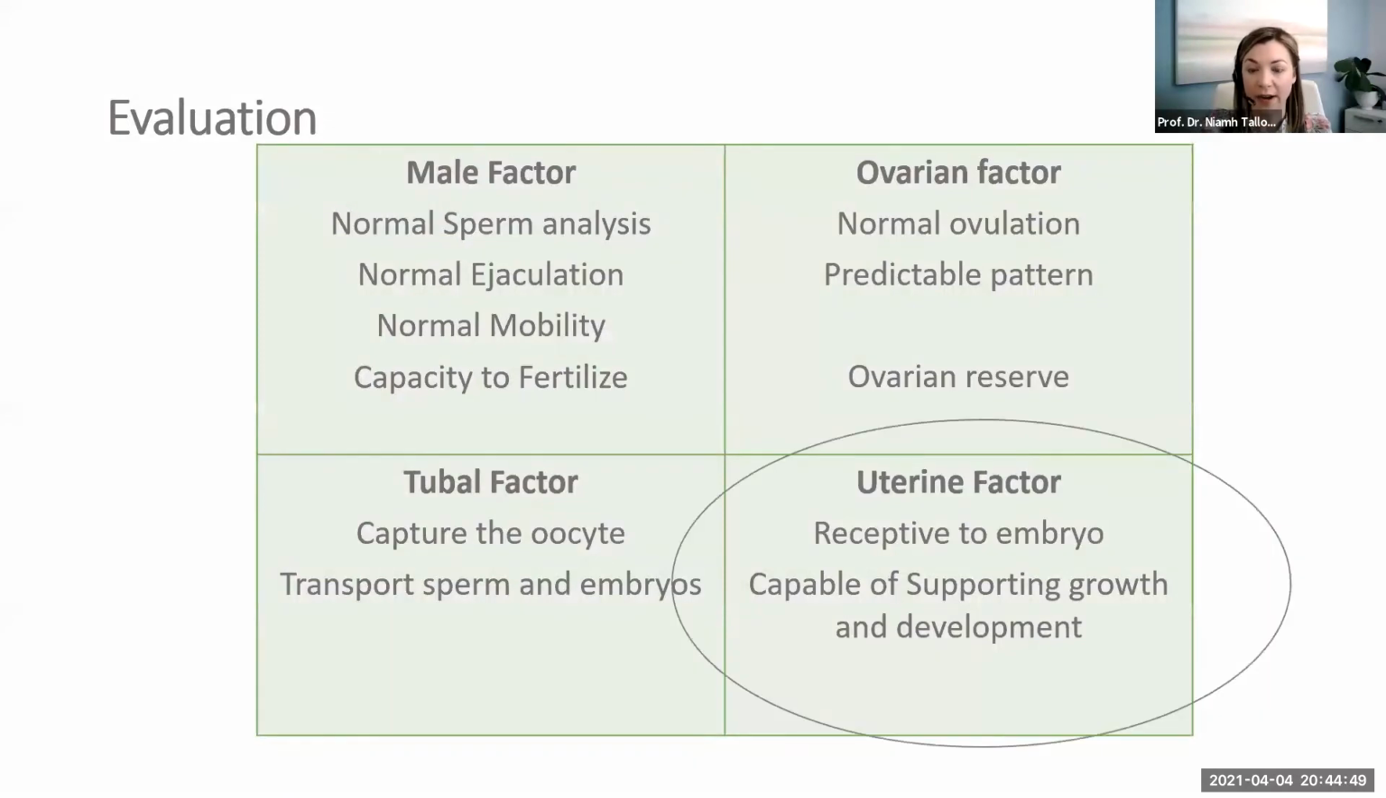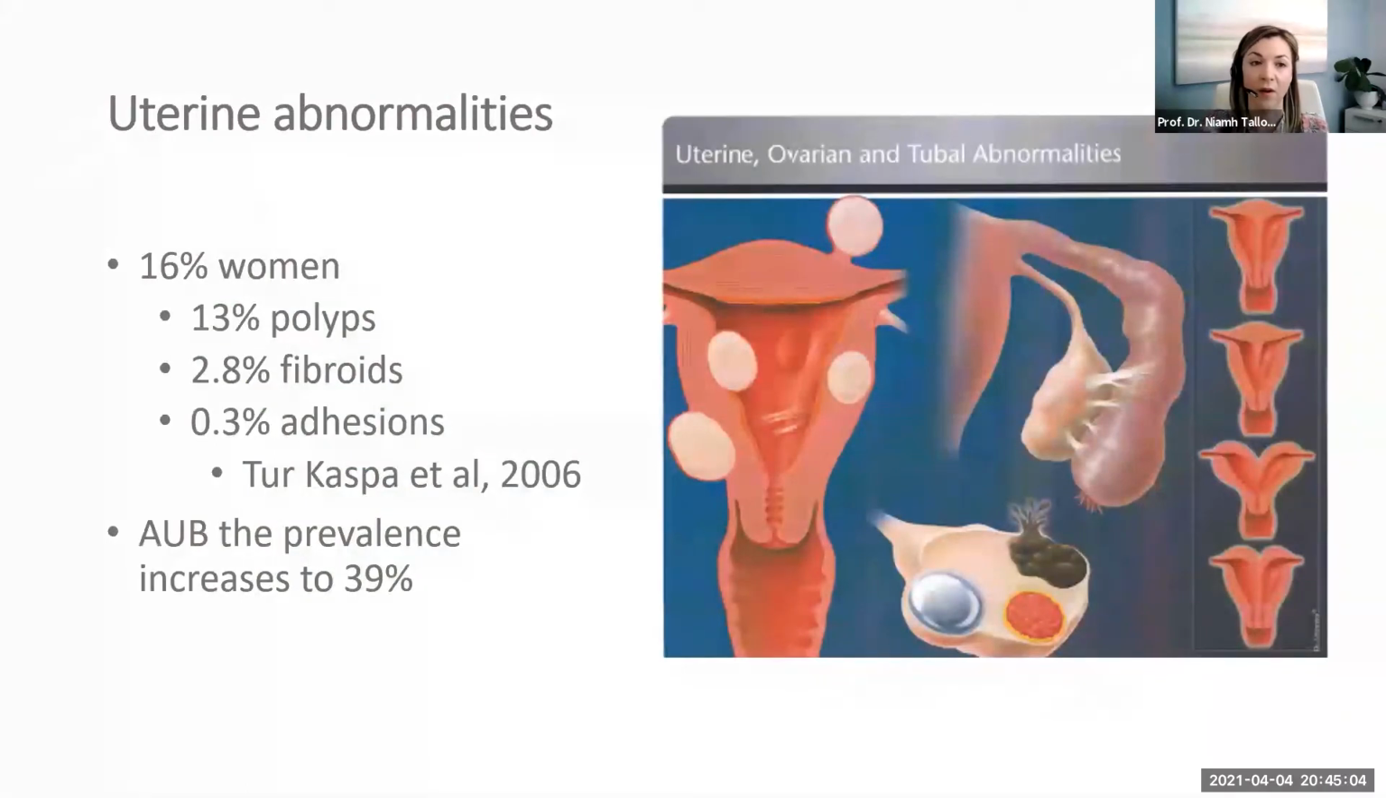So I'm going to move on now to uterine issues, which when we have uterine pathology can certainly affect the ability of an embryo to stick within the window of implantation. And we want to know that the uterus is capable of supporting growth and development of an ongoing pregnancy.